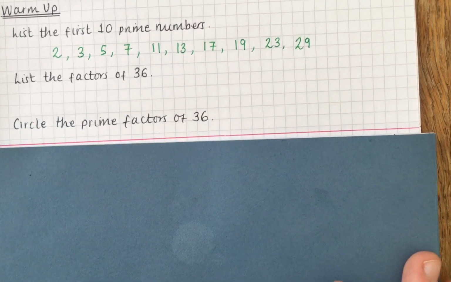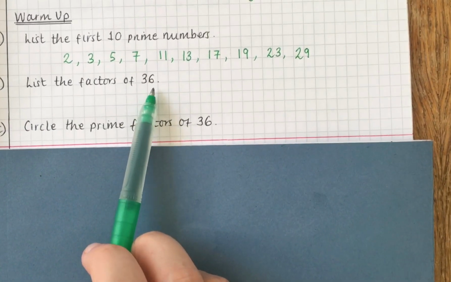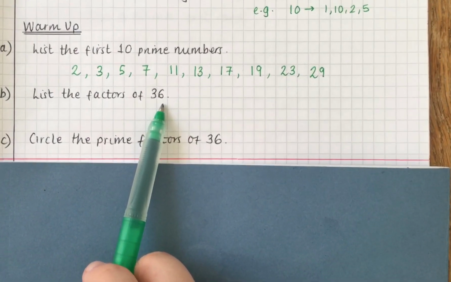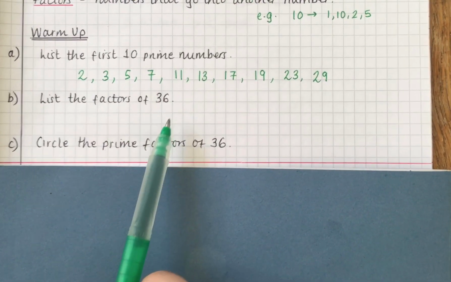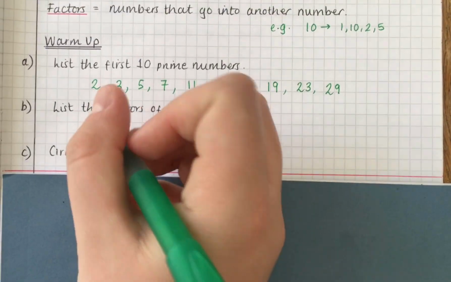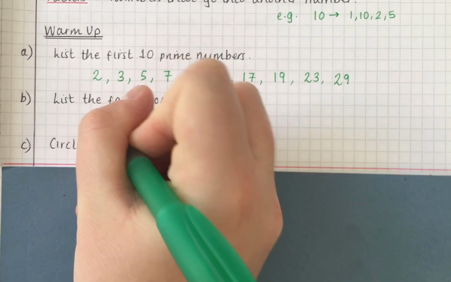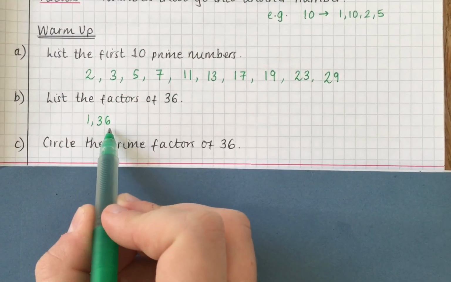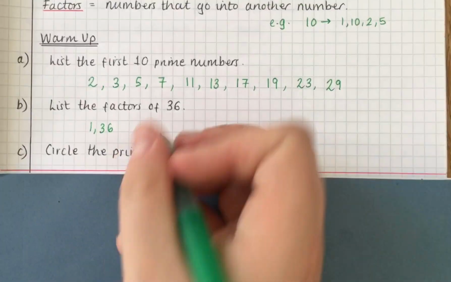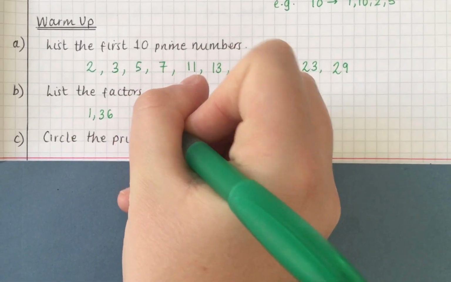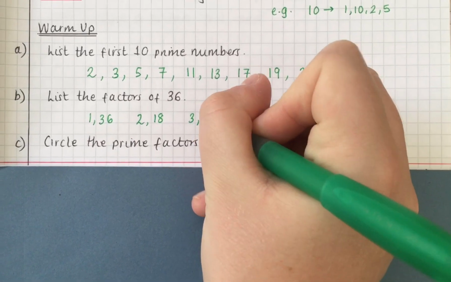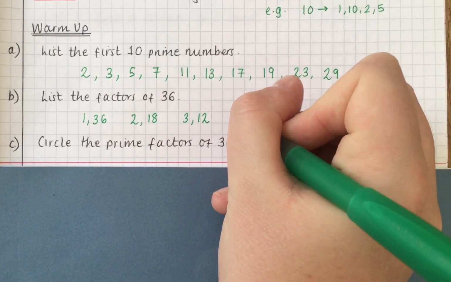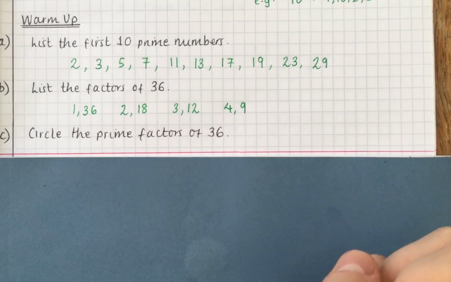Now, the next thing you need to be able to do is list the factors of 36 as an example. My tip for listing factors is always start with 1 and always do it in pairs. So the factors of 36, we start with 1. 1 times 36. So that's what I mean by pairs. 1 times 36 is 36. Then go up to 2. 2 times 18 is 36. 3 times 12 is 36. 4 times 9 is 36.